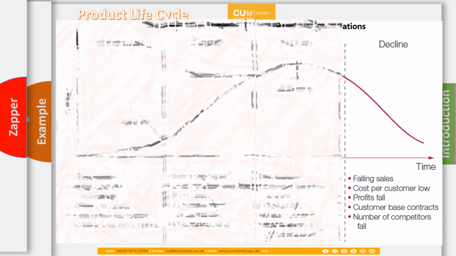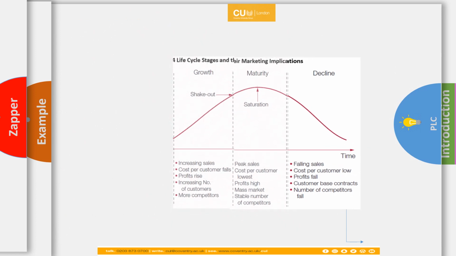And then we have the decline stage, and in the decline stage, you in essence have falling sales. The cost per customer is low, the profits tend to fall, and the customer base contracts, and the number of competitors fall as well. And now you get to the stage where customers' preferences, customers' needs are changing, hence the reason for the decline. Or you may have other competitors, cheaper products, better quality, and so on and so forth. So here you go into the decline stage.